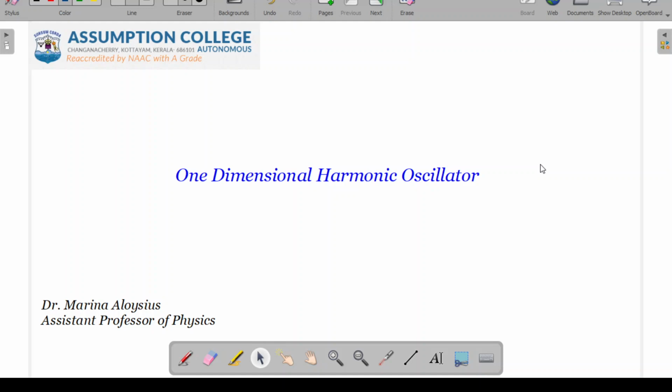Hello students, today we are going to understand the general theory of the one-dimensional harmonic oscillator. We are going to solve the general equation of motion for a one-dimensional harmonic oscillator using the concept of the Lagrangian equation.